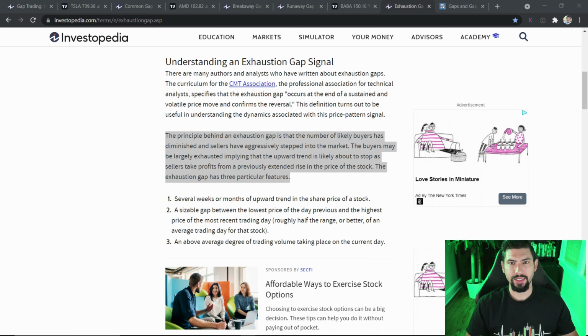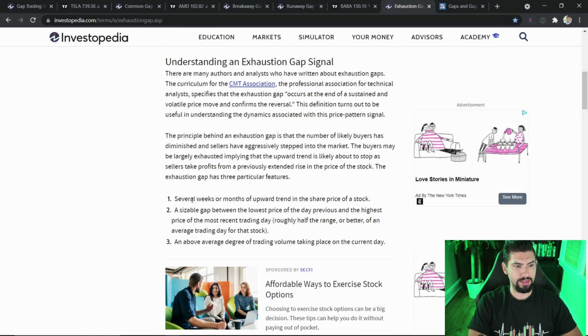All right, so the last example is called the exhaustion gap. And by now you might be exhausted. We're 13 minutes in, but stick with me. And this is going to be another really good example. The principle behind an exhaustion gap is that the number of buyers has likely diminished and now sellers are in control. So more people are selling the stock than they are buying the stock. One of the other things it says is that it normally comes after several weeks or months of upward trend in the share price. So let's take a look at the next example.